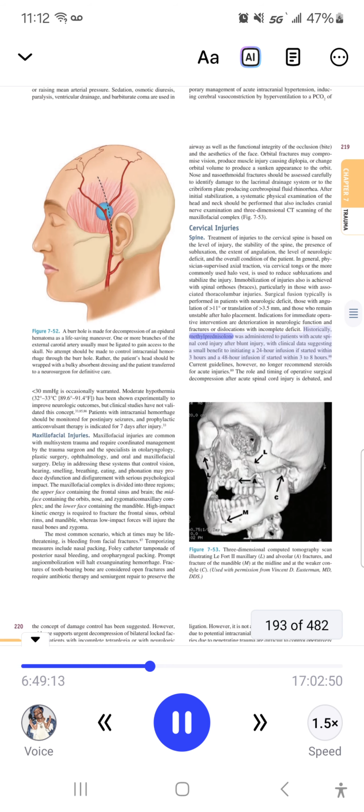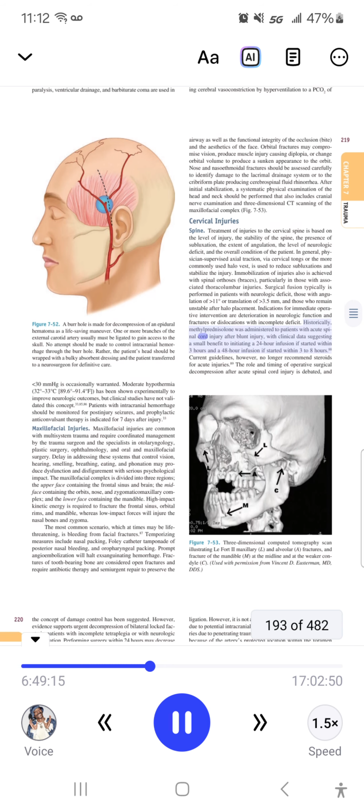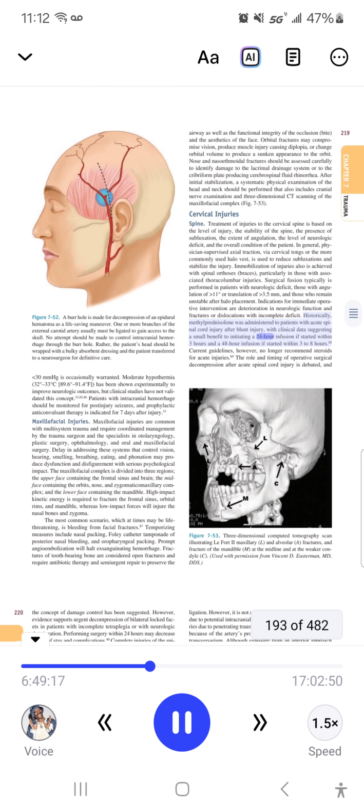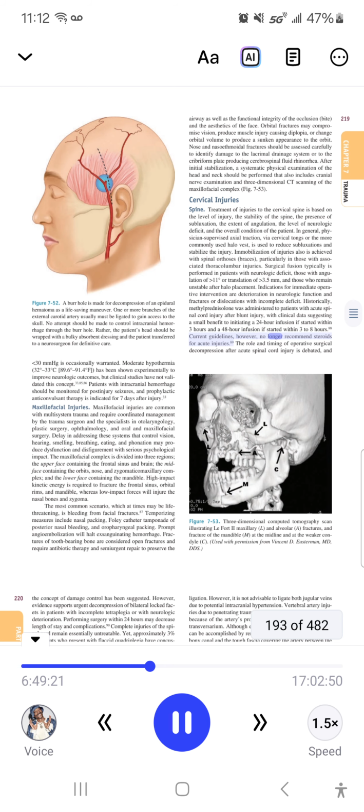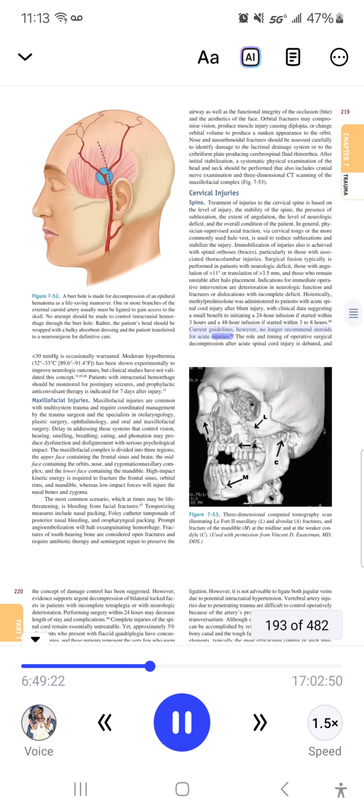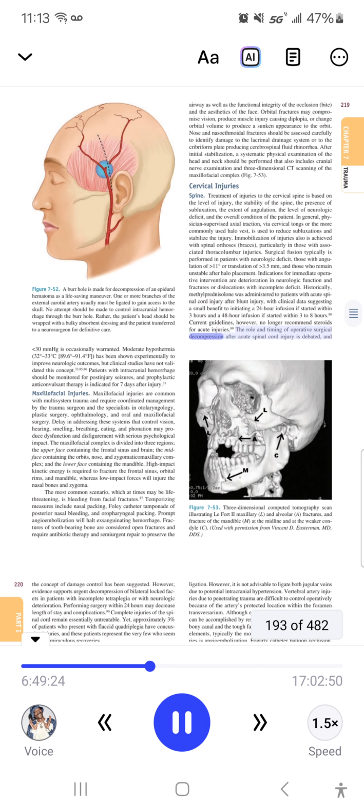Historically, methylprednisolone was administered to patients with acute spinal cord injury after blunt injury, with clinical data suggesting a small benefit to initiating a 24-hour infusion if started within 3 hours and a 48-hour infusion if started within 3 to 8 hours. Current guidelines, however, no longer recommend steroids for acute injuries. The role and timing of operative surgical decompression after acute spinal cord injury is debated.